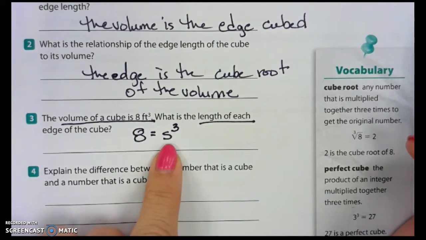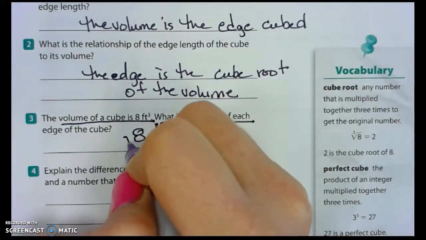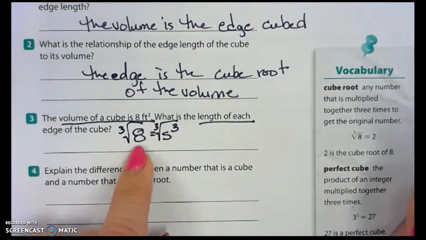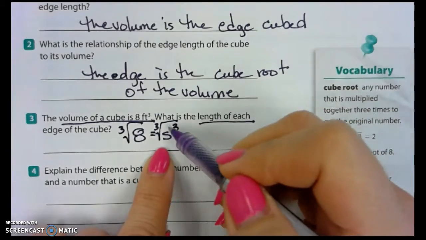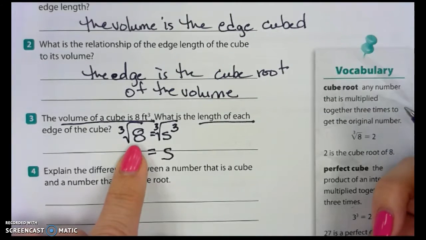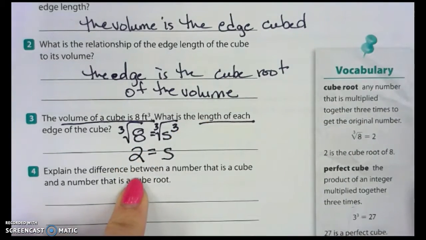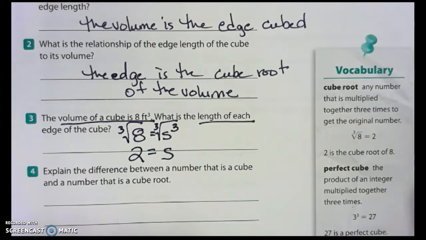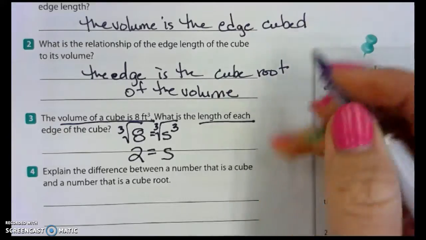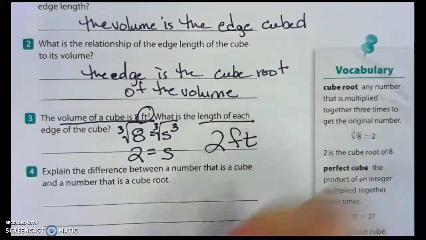We want to know the length of one side, so we'll take the cube root of both sides of the equation. The cube and the cube root cancel, leaving us with s. And the cube root of 8, which you should have memorized, is 2. 2 times 2 is 4, times 2 is 8. The cube root of 8 is 2. So the side length is 2, go back for your units, feet.